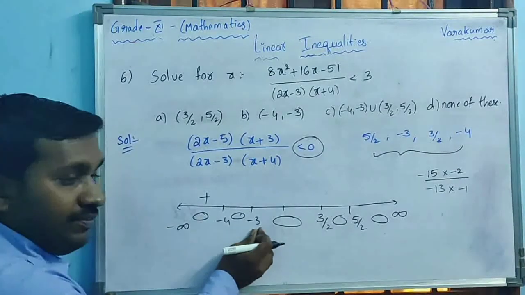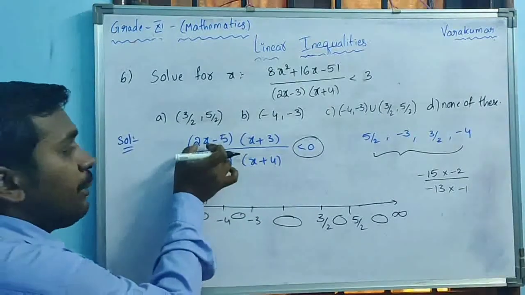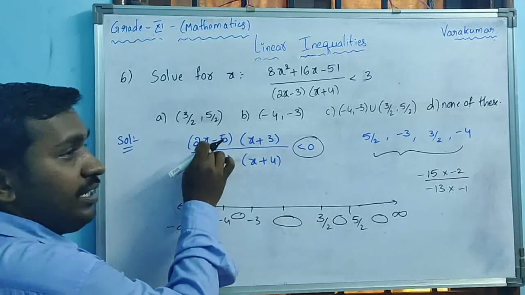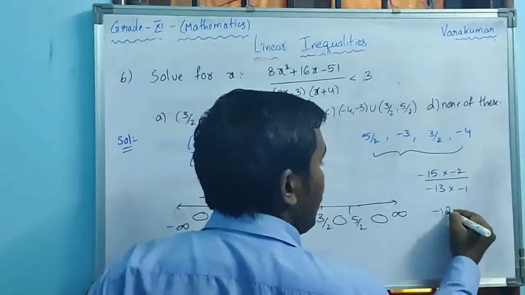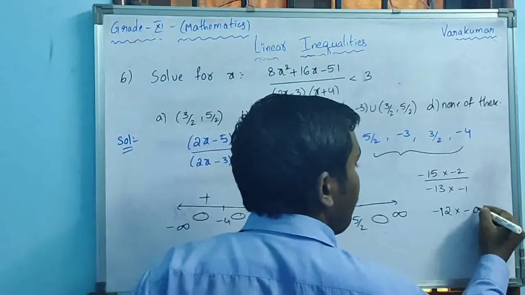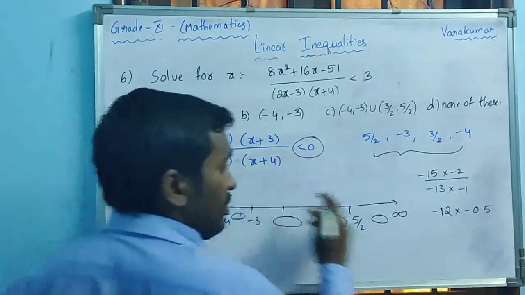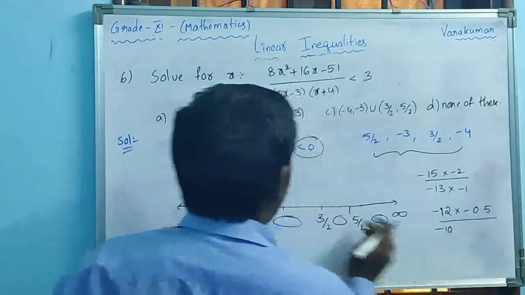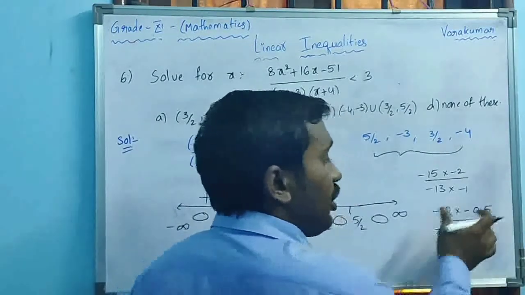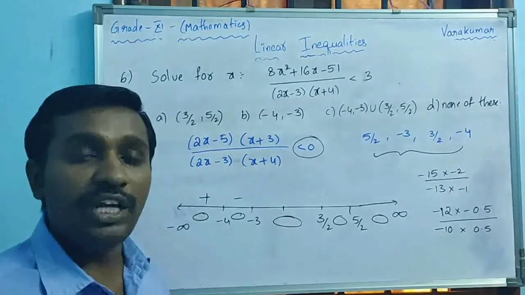And minus 4 to minus 3, in the middle, you take minus 3.5. If you take minus 3.5, what is happening? 2 into minus 3.5, which is minus 7. Minus 7 minus 5, which is minus 12. And minus 3.5 plus 3 is minus 0.5. Then here minus 2 into minus 3.5, minus 7, minus 3, so minus 10. And minus 3.5 plus 4, so positive 0.5. See, the numerator will be positive and the denominator will be negative, so overall it will be negative.